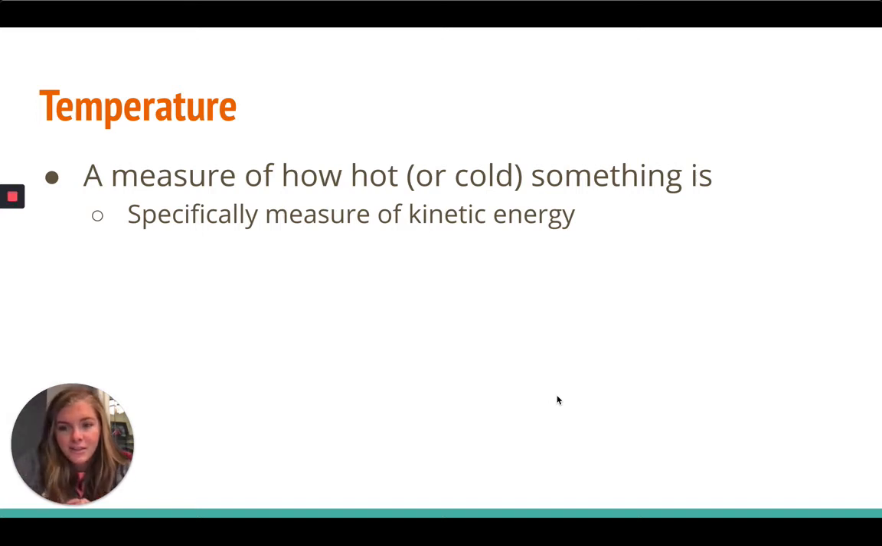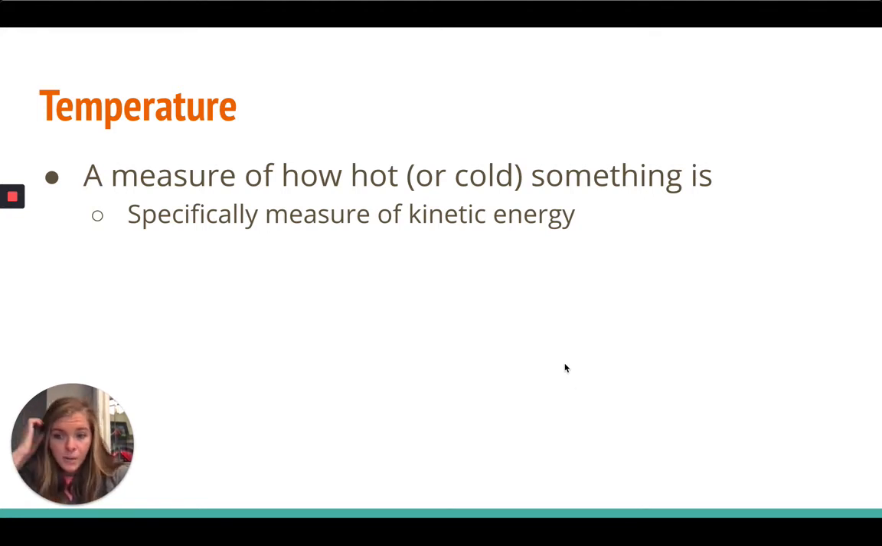Good morning, chemistry students. Today we're going to be talking about temperature and particle motion. There will be a couple different videos for today, so make sure you tune into all of those. Temperature, as you probably know, is just a measure of how hot or cold something is. It's specifically the measure of kinetic energy, and kinetic energy is just the energy caused by the motion of something.